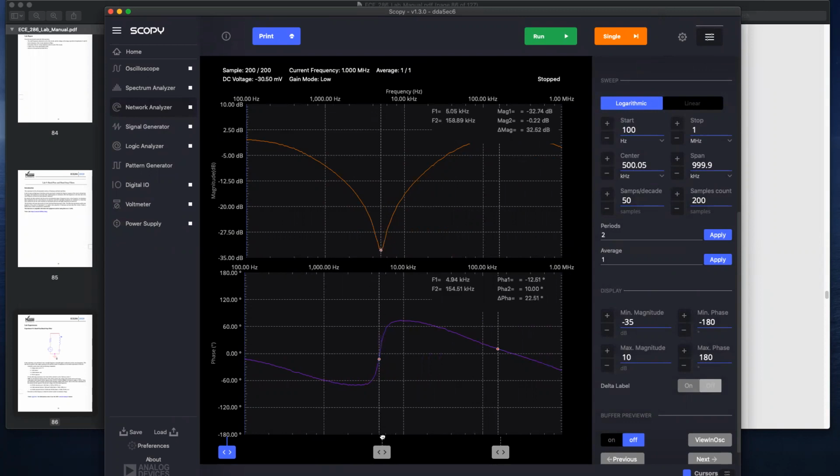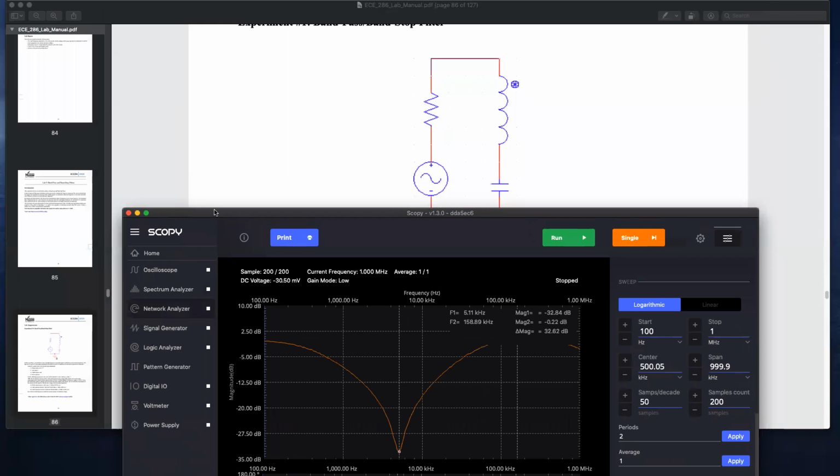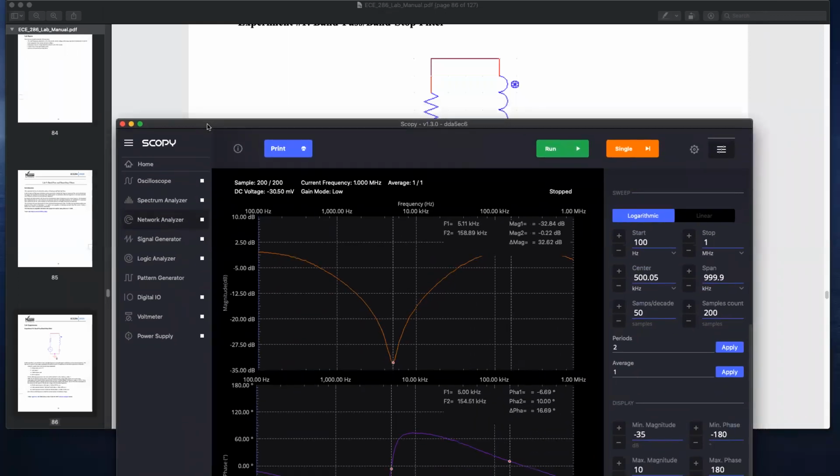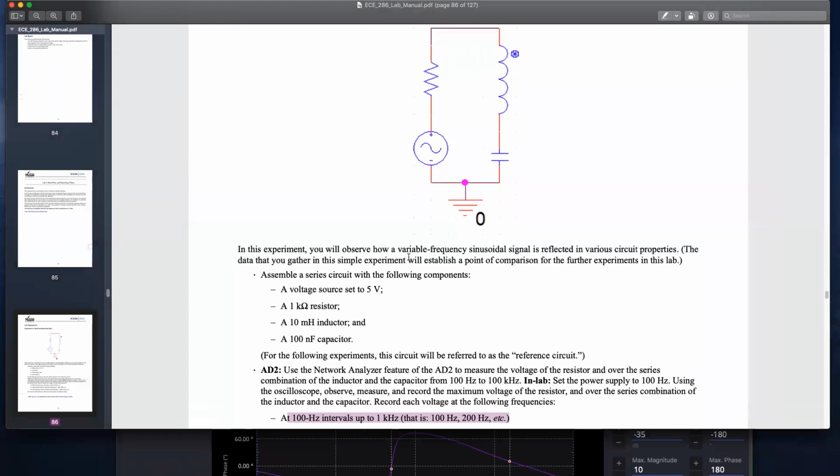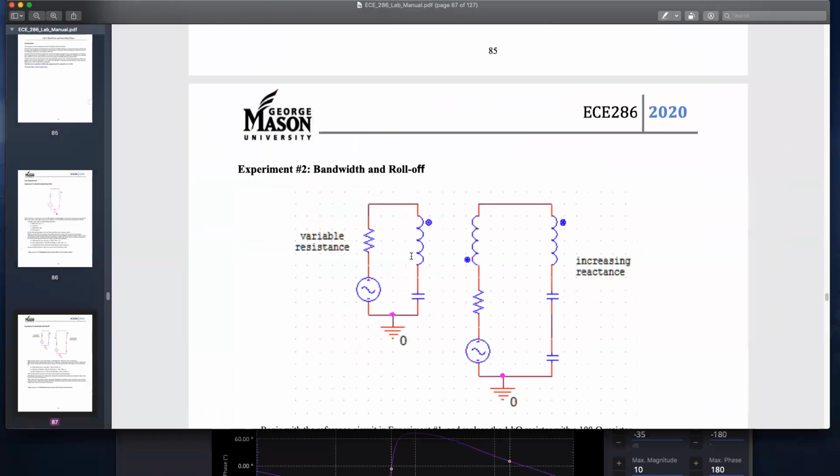So mag 130. Yeah, that's the lowest. So at about 5.11 kilohertz, that's when the voltage of the resistor is the highest, because the voltage of the capacitor and inductor are the lowest. Cool. So that's how you do experiment 1.